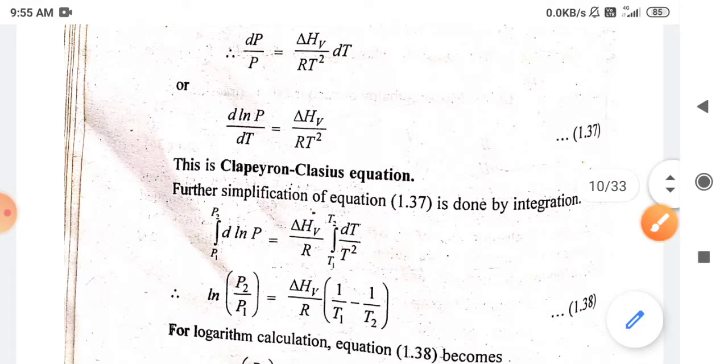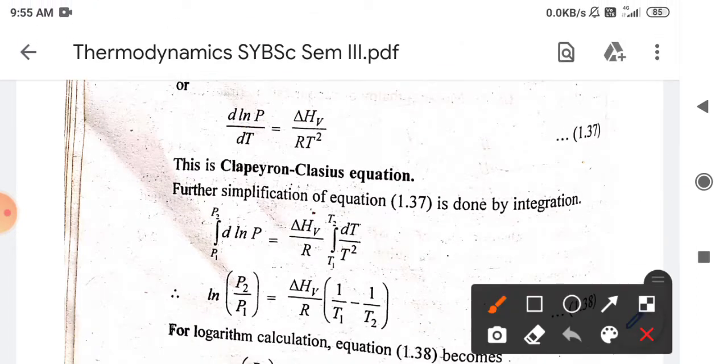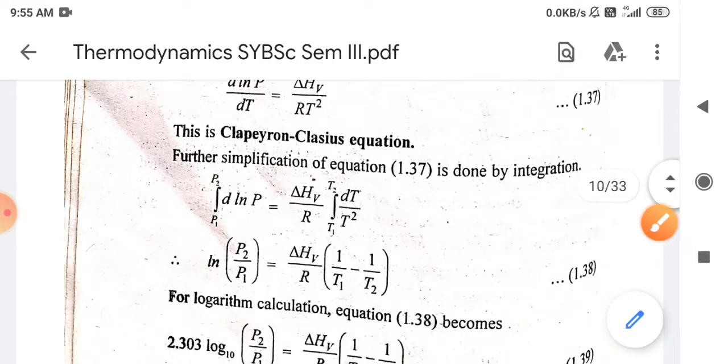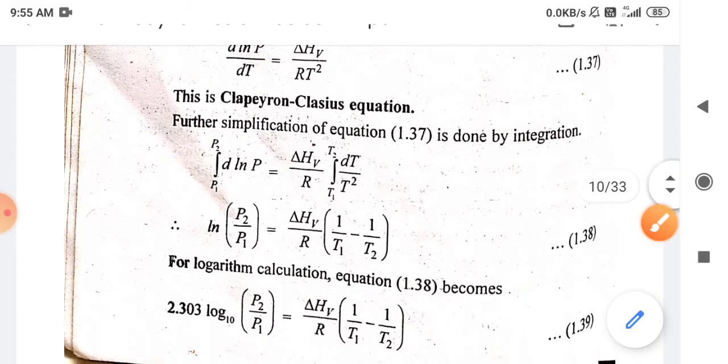So finally we have got the Clapeyron Clausius equation, that is d(ln P)/dT is equal to ΔHv upon RT squared. Okay, so this is the important Clapeyron Clausius equation. Now for further simplification, we integrate using the proper limits.